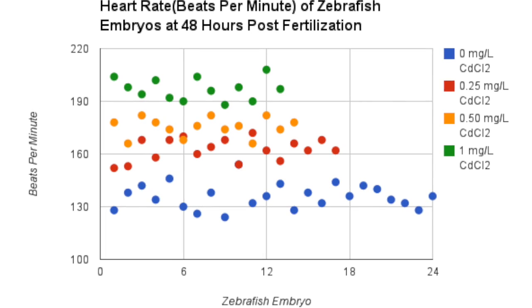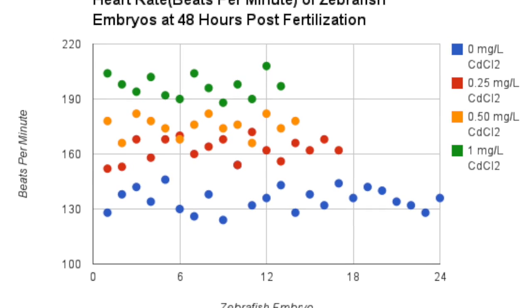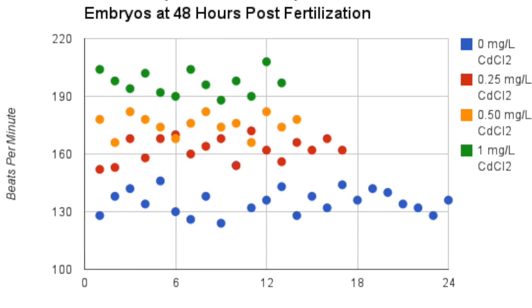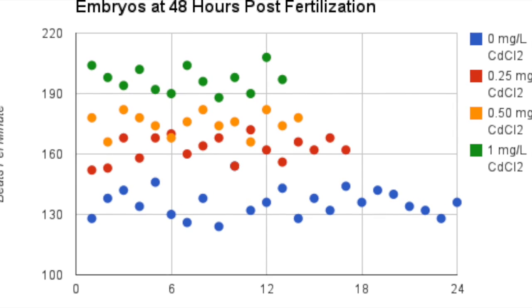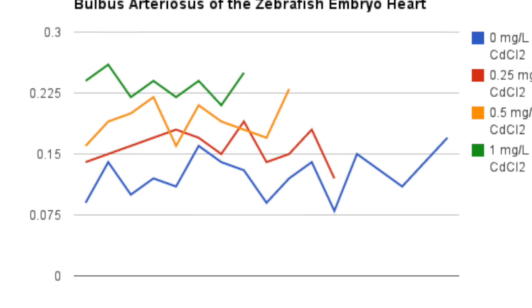Figure 1 visually shows the heartbeats per minute recorded at 48 hours post-fertilization for the different treatment groups. Looking at the graph, the heart rate of the zebrafish embryos tended to increase as cadmium concentration also increased.